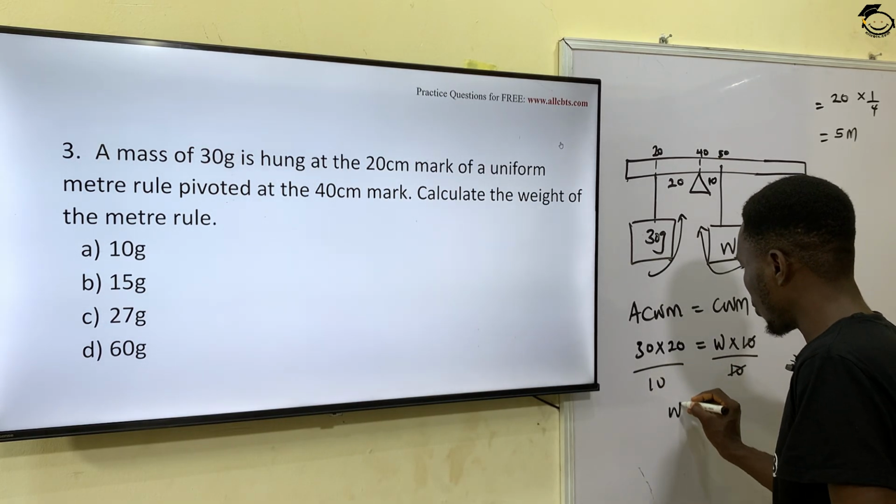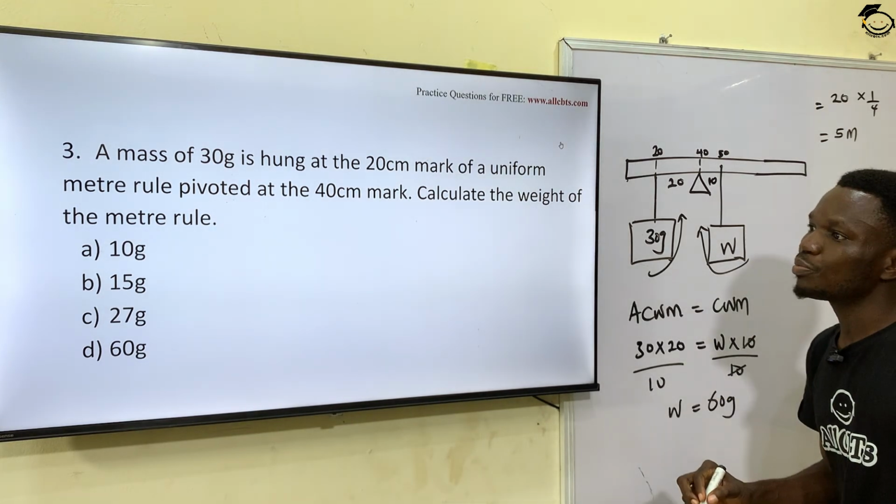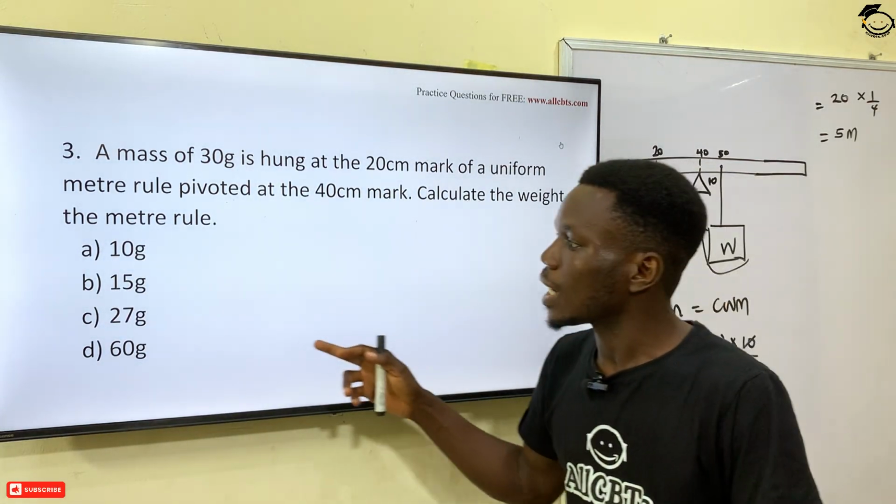This means that my weight is going to give me 60 grams. So this means that this particular meter weighs what? 60 grams. And that is what?